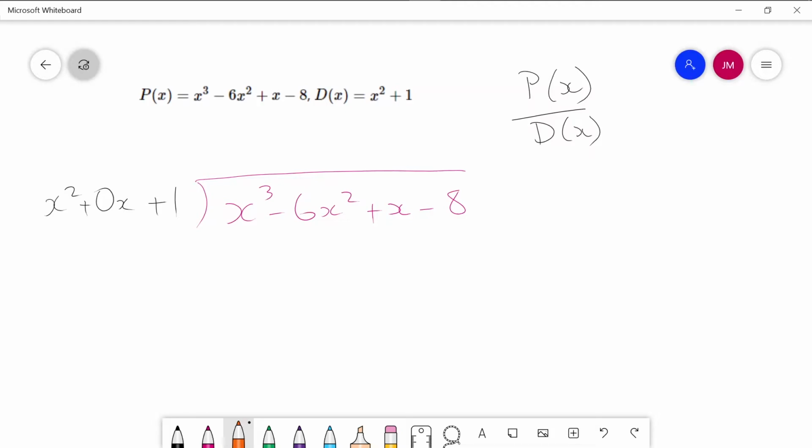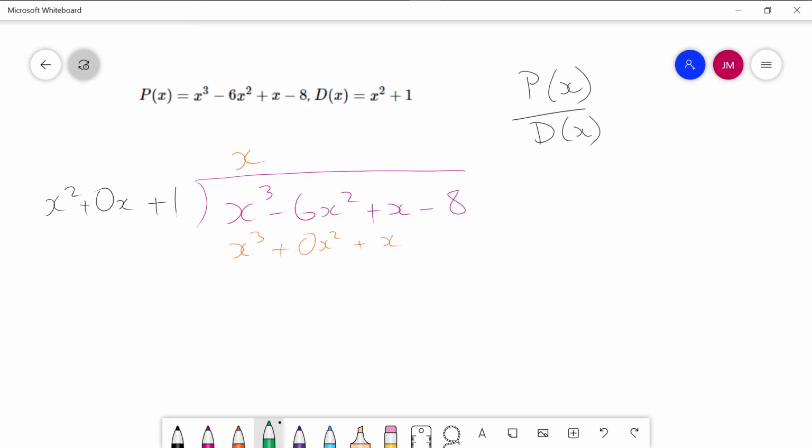So first thing, I look at x cubed, the far left term inside the dividing sign, and I'm going to divide it by x squared, the leading term of my divisor. So x cubed divided by x squared is just x. Then I take that answer and I times it by my divisor, so everything there in black. X times x squared gives me x cubed, plus x times 0x gives me 0x squared, plus x. You notice 0x squared is going to be 0, and you'd probably even leave it off, but if you do that, then your x terms aren't going to line up nicely.